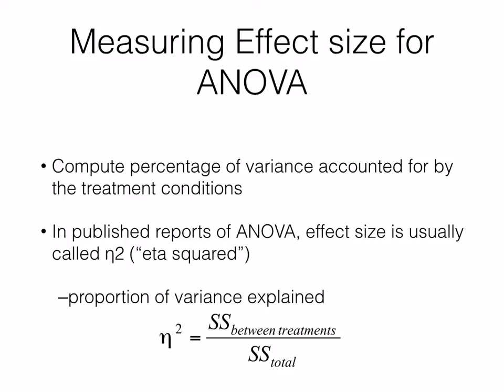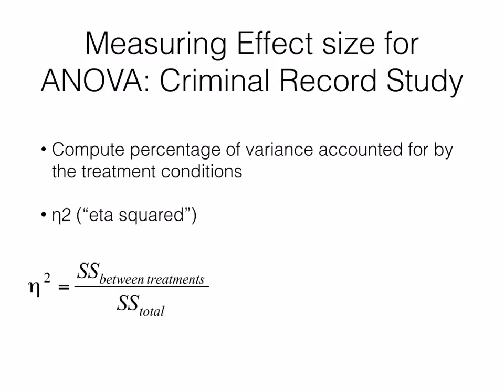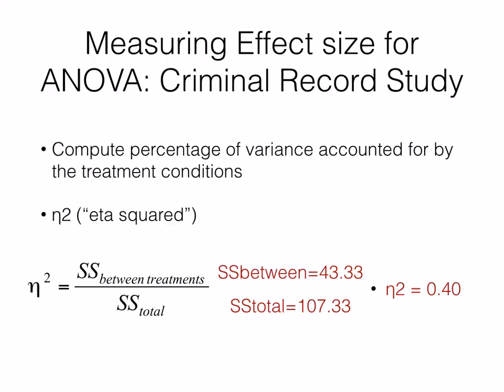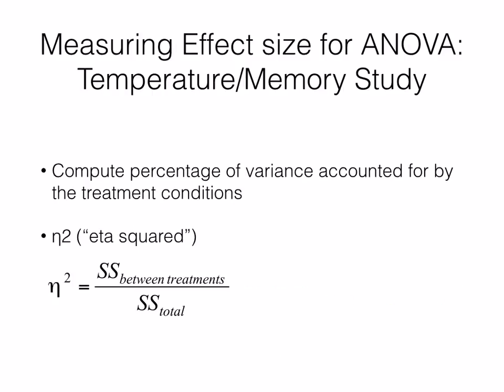So from the example from our criminal record study that we've done previously, we had sums of squared between as 43.33, and we had sums of squared total as 107.33. If you again go back and look at that example, you'll see those are the values that we came up with. You just do the ratio of those two, so 43.33 divided by 107.33, and we get an eta squared of 0.4. This is the proportion of variance explained by the treatment conditions. So it is, again, telling us about effect size.